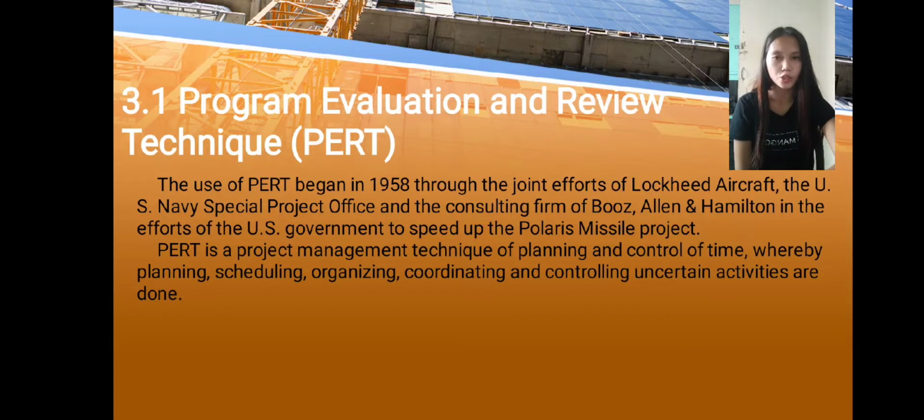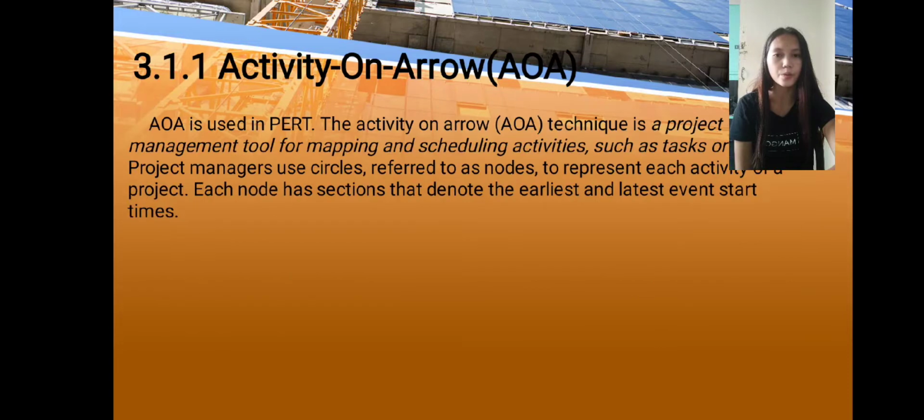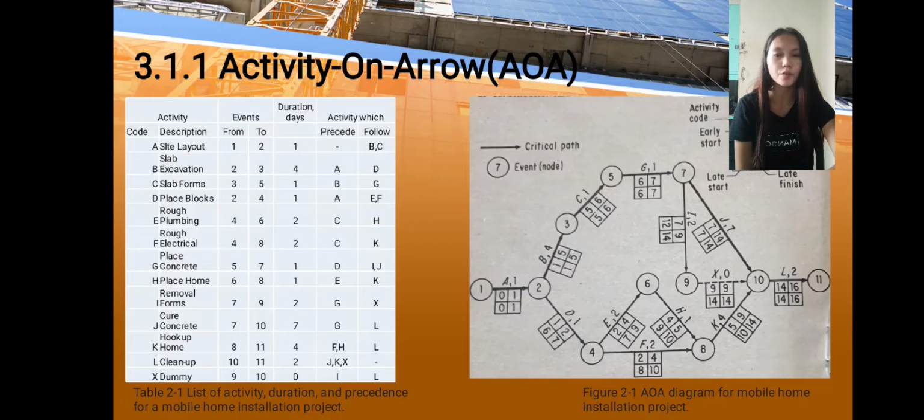PERT is a project management technique for planning and controlling of time whereby planning, scheduling, organizing, coordinating, and controlling of uncertain activities are done. Activity on arrow is used in PERT. The activity on arrow technique is a project management tool for mapping and scheduling activities such as tasks or events. The project manager uses circles referred to as nodes to represent each activity of the project. Each node has sections that denote the earliest and latest event start times.